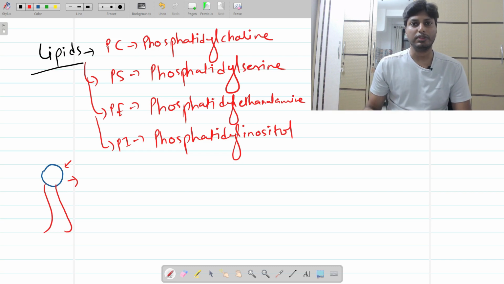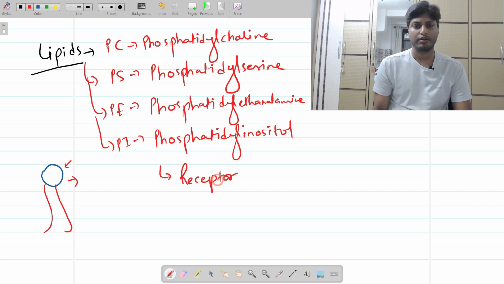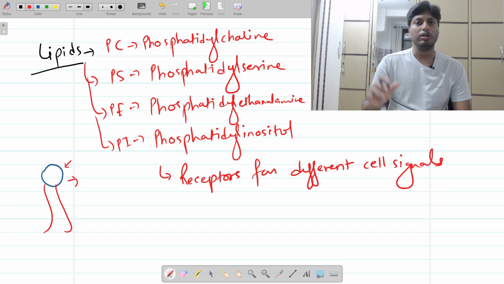Some of the major roles of these phospholipids are that they act as receptors for different cell signals. So all these different types of phospholipids can act as receptors for different cell signals.